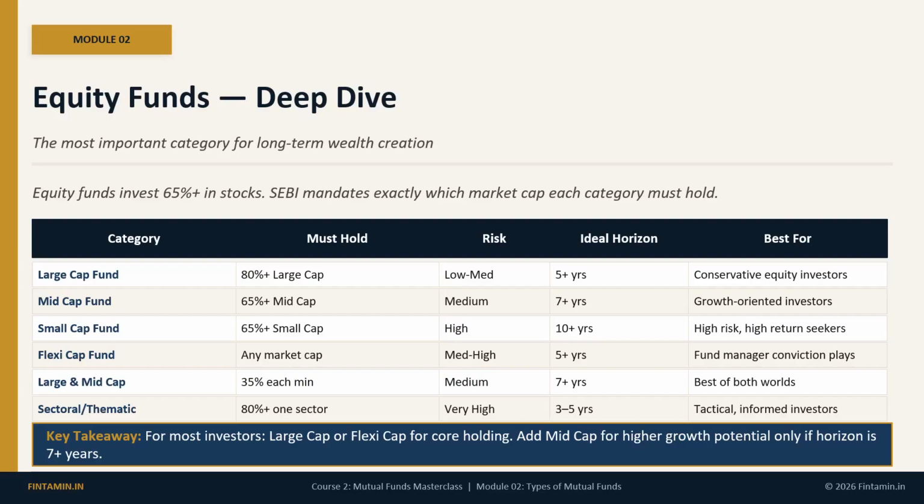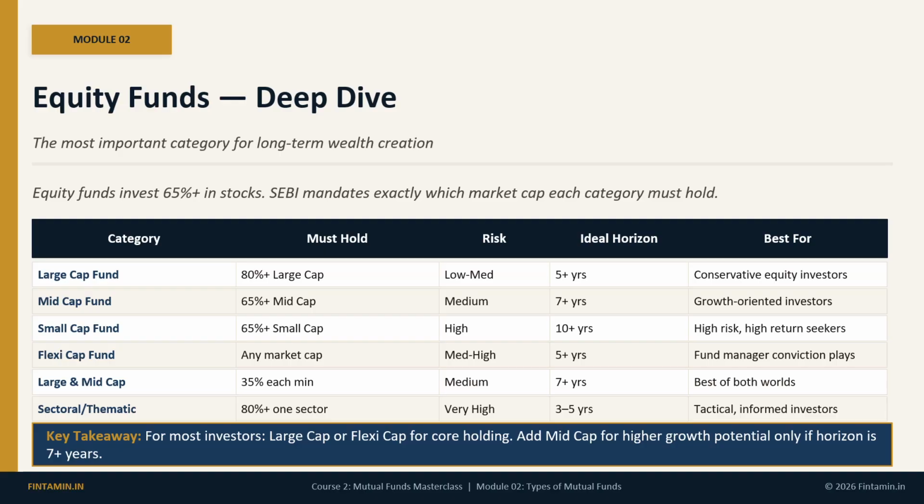Mid-cap funds must hold at least 65% in companies ranked 101 to 250 by market cap. Higher growth potential but more volatile. You need a 7-year plus horizon here.